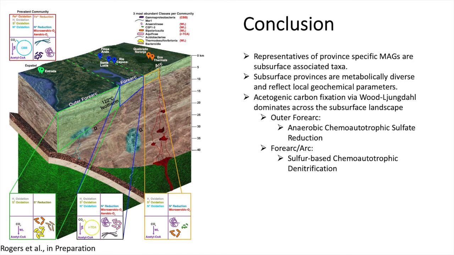So to bring this all together, we found that representatives of province-specific MAGs are subsurface associated taxa. Subsurface provinces are metabolically diverse and reflect local geochemical parameters. And acetogenic carbon fixation via the Wood-Ljungdahl pathway dominates across the subsurface landscape. In the outer forearc, we find that the main metabolism is anaerobic chemolithoautotrophic sulfate reduction, whereas in the forearc and arc, we have sulfur-based chemoautotrophic denitrification.